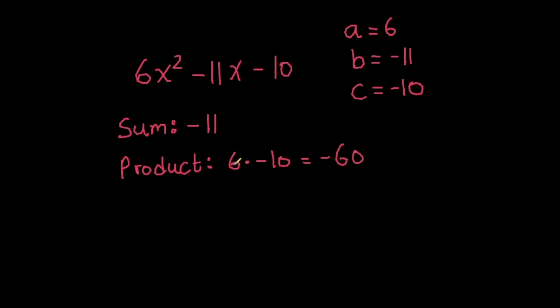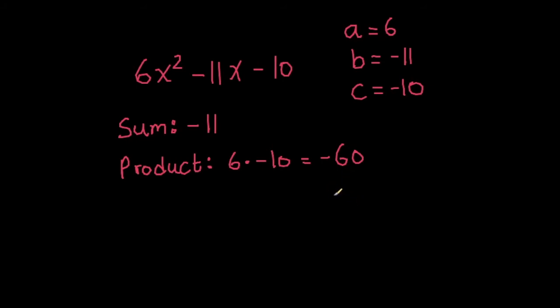The negative number is larger in size than the positive number, okay, because if the positive number was bigger in size, then the sum would be positive, right? And if the negative number is bigger in size, then the sum would be negative. Okay, so we only consider the factors of negative 60 where the negative number is larger than the positive number. All right, so I hope that made sense.